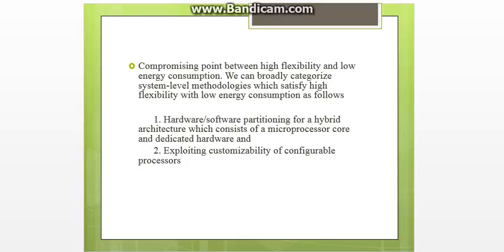A hybrid architecture consists of a microprocessor core, a standard set of cores, and a set of application specific cores. The design goal using the hybrid architecture is to partition a given application into the microprocessor core and the application specific cores in order to minimize the total energy consumption. Hardware or software partitioning is the process of dividing an application into software running on a microprocessor and dedicated hardware. This approach is a well established design methodology with the goal to increase the performance and to decrease the energy consumption of a system.